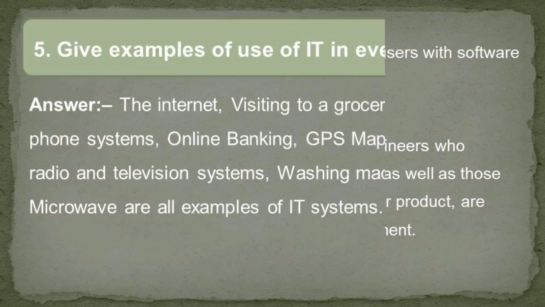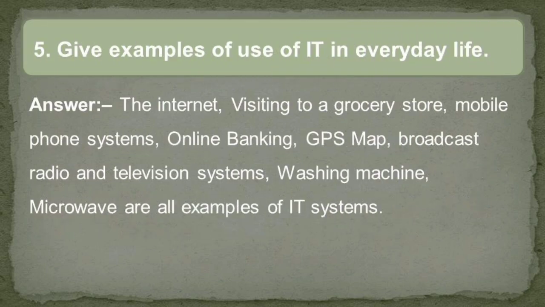Question 5. Give examples of use of IT in everyday life. Answer: the internet, visiting a grocery store, mobile phone systems, online banking, GPS map, broadcast radio and television systems, washing machine, microwave are all examples of IT systems.